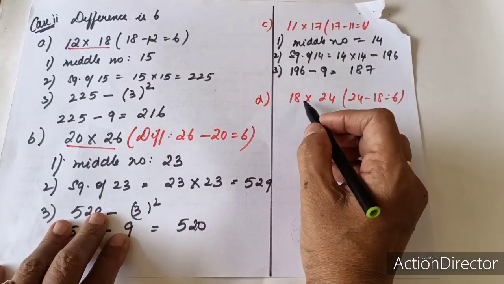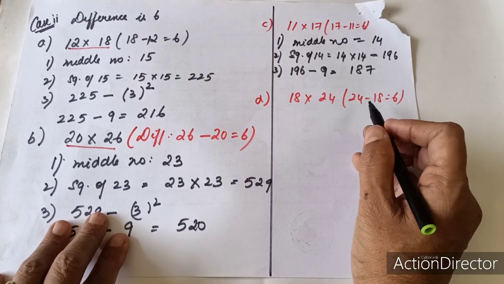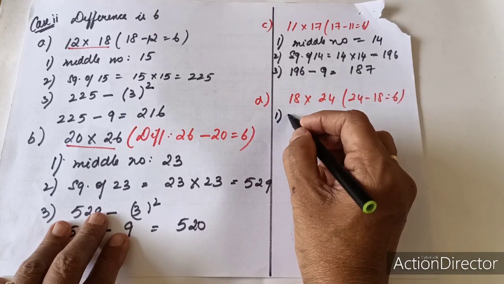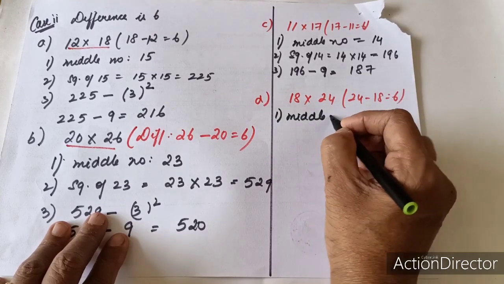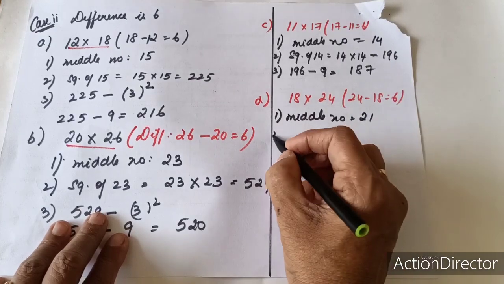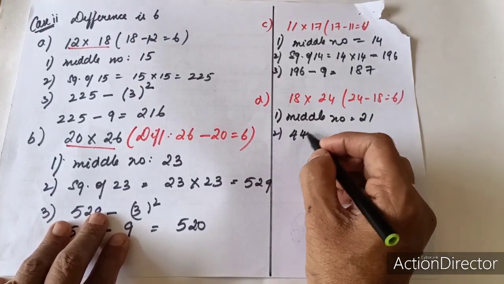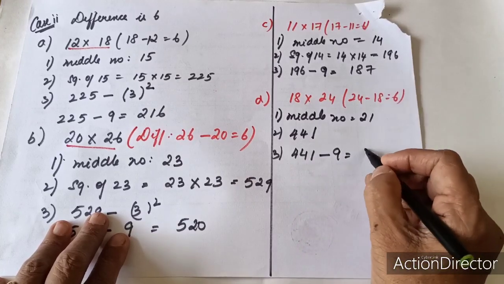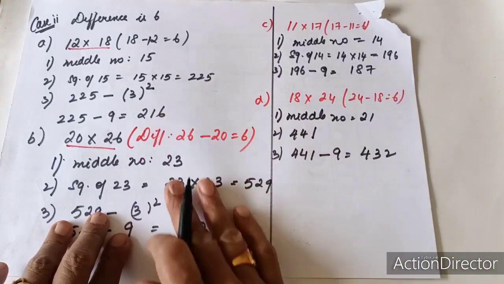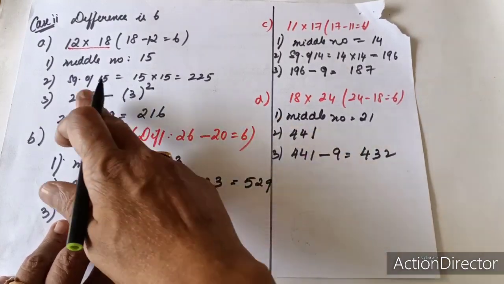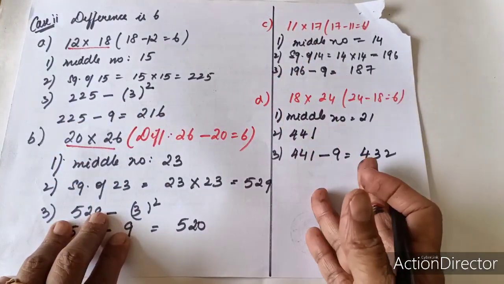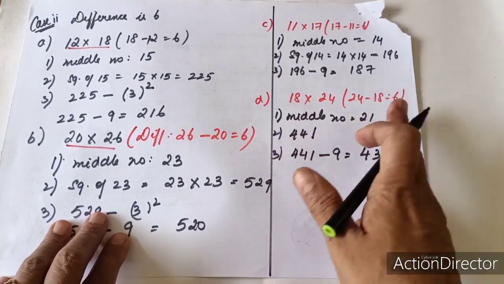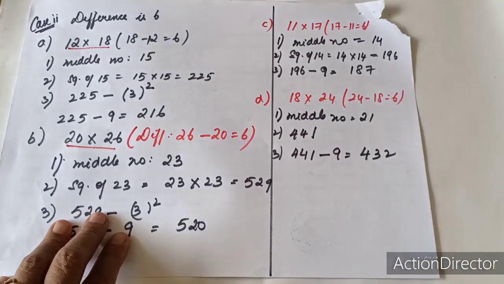Moving on to the next sum, 18 multiplied by 24. 24 minus 18 is equal to 6. Step 1, middle number. So the middle number is equal to 21. Step 2, square of 21 is 441. 441 minus 9 is equal to 432. So if you know the steps, you can do it very quickly. Instead of writing step 1, step 2, step 3, you can calculate it in your mind. First you choose the middle number 21. Square of 21 is 441. Since the difference is 6, 441 minus 9 is 432.